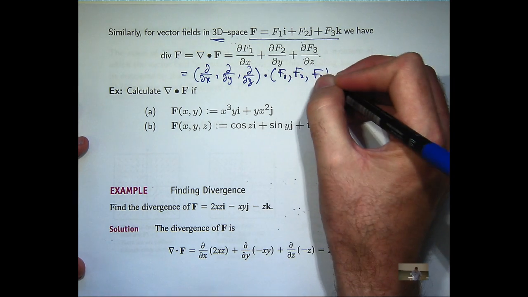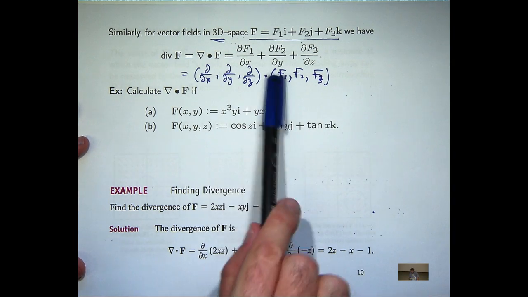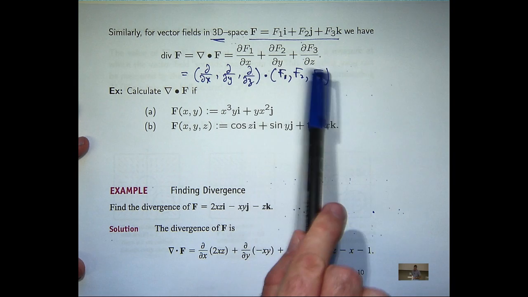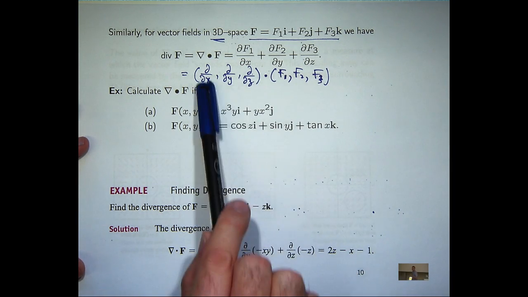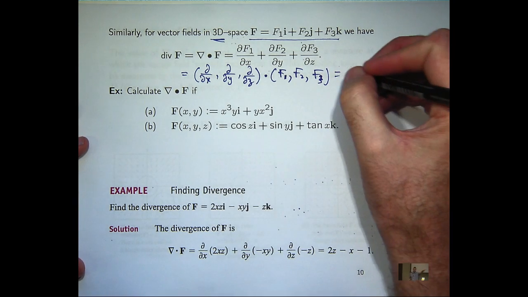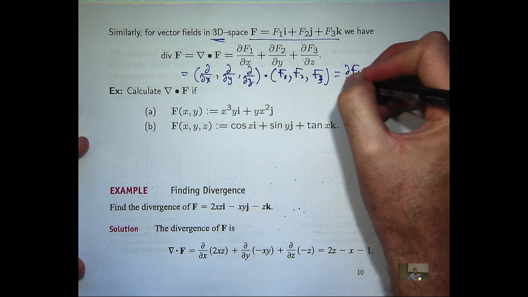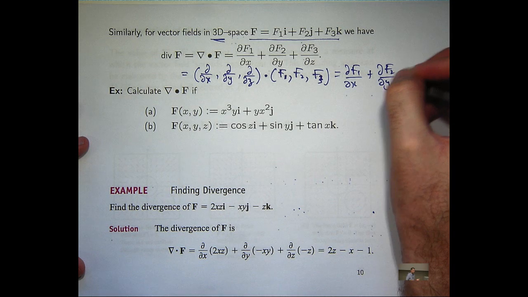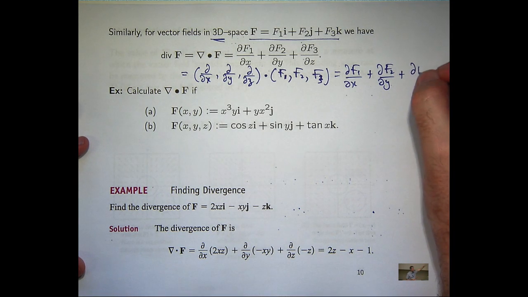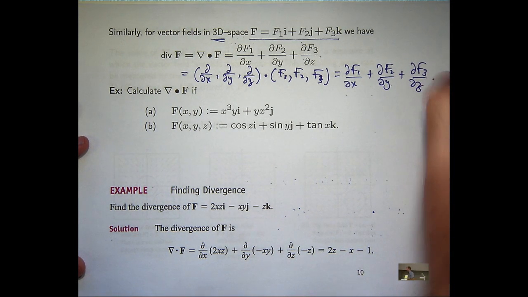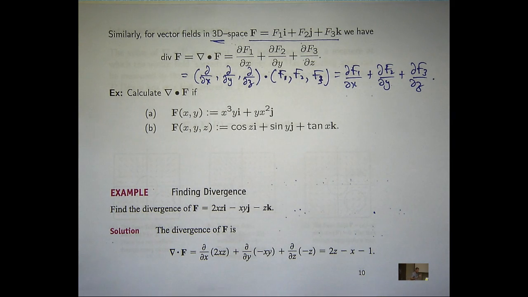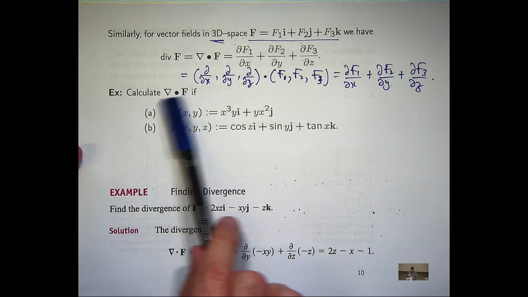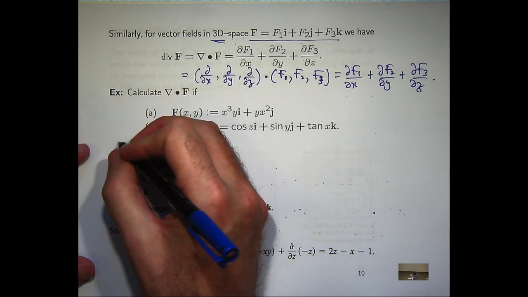So again, writing it as a dot product, you expand this component with this component, this component with this component, and this component with this component, and then add them all up. So essentially, you're going to get the following. Okay? All right, well, let's calculate the divergence of a few given vector fields.